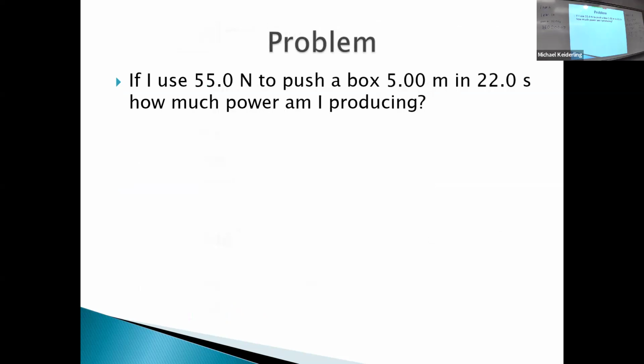So if I use 55 newtons of force to push a box a distance of 5 meters in a time of 22 seconds, how much power am I producing?